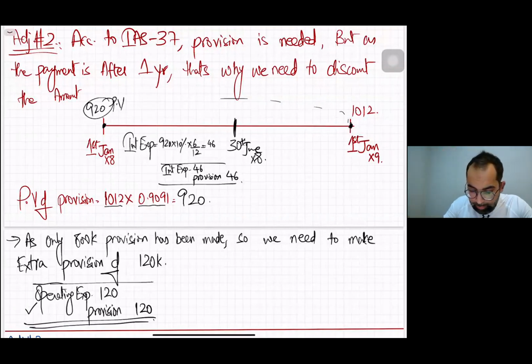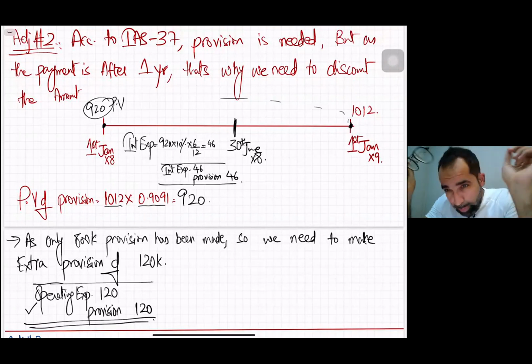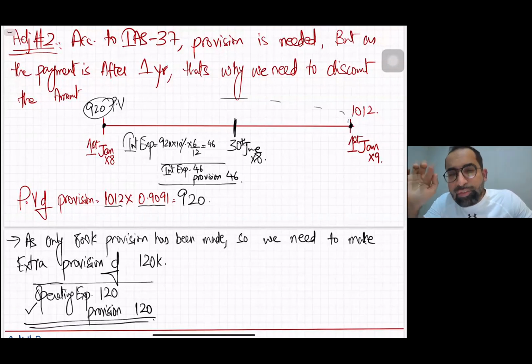Open your eyes. The first thing is operating expenses: you need to increase the operating expenses by 120. And the second thing, you need to adjust interest expense by 46. You need to increase interest expense, the finance cost, by 46. Just two things.